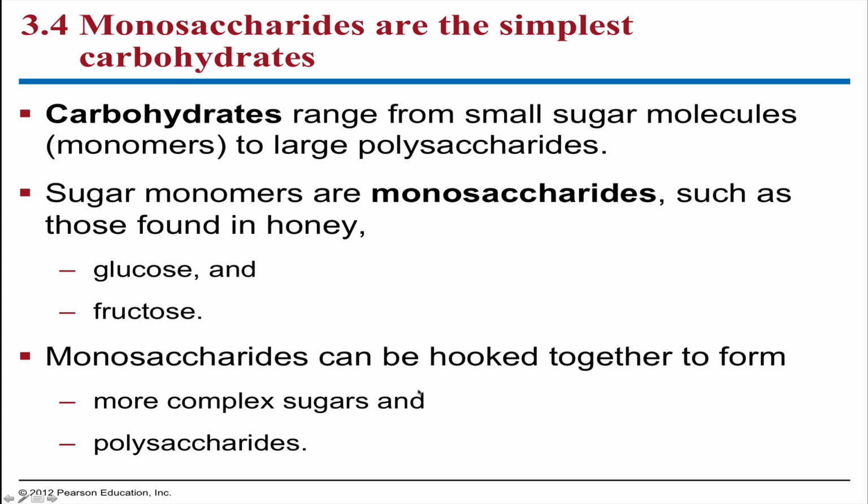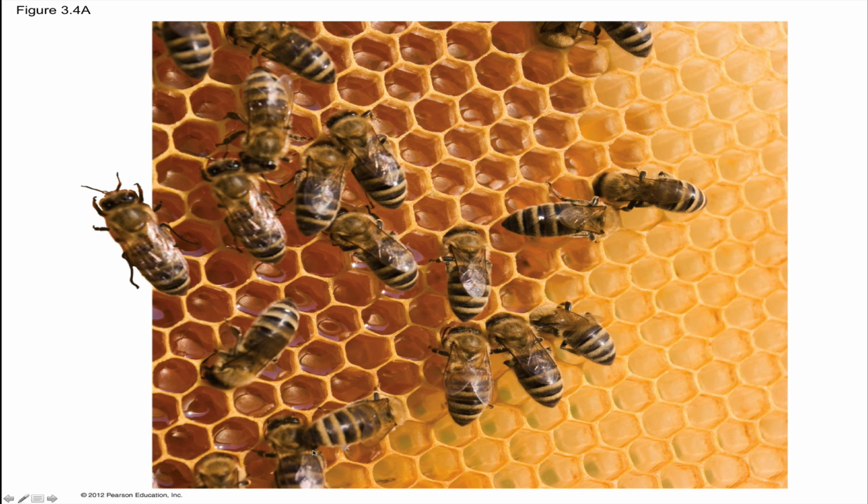So carbohydrates range from small sugar molecules, which are, again, the monomers, to large polysaccharides. Starch, for example, is an example of a large polysaccharide. Sugar monomers we refer to as monosaccharides, okay, or single sugars, small sugars. You find these in honey. So, for example, glucose and fructose. Monosaccharides can be hooked together to form much more complex sugars, and also polysaccharides. Again, this is an example of honeybees. They're producing honey. Again, it's a sugar. It's one of the healthiest sugars you can eat.